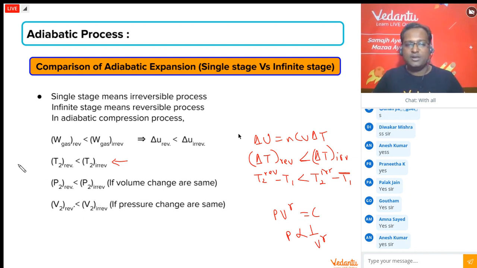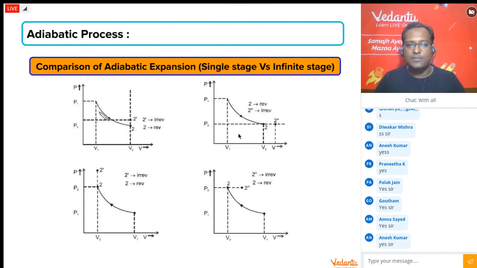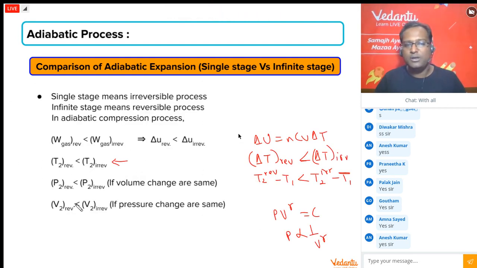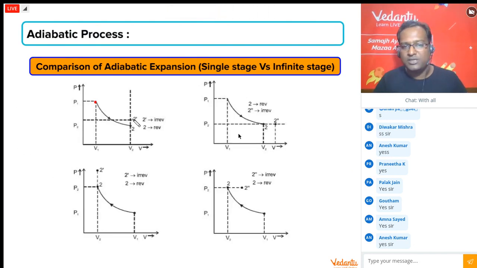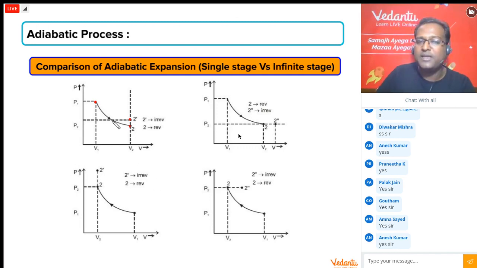Can we discuss this on a graph now? Suppose I started off from this point. You just now saw that volume irreversible comes more than volume reversible. So this will be your irreversible process end, and this will be your reversible process end. And hence if I start off from a point and I go through reversible or irreversible, I will not end up at the same point. Is this understood? Is this very, very clear?